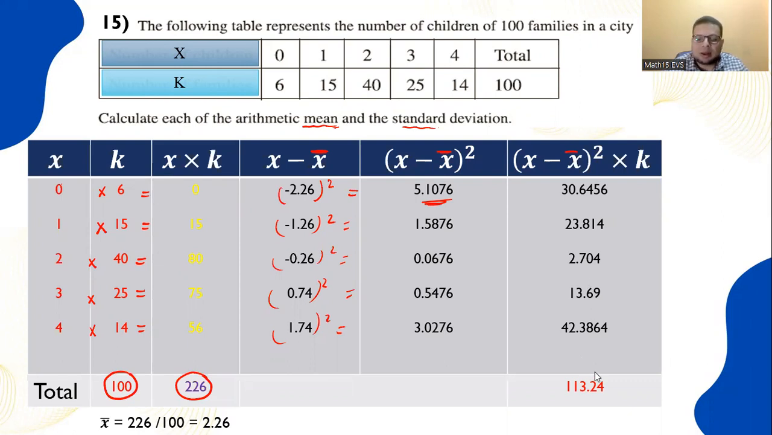The total here is 113.24. To get the standard deviation now, you divide this number by the total of k, the summation of k. So the standard deviation is the square root of this number divided by this number. Don't forget the square root. You will get 1.06. This is the standard deviation, sigma.